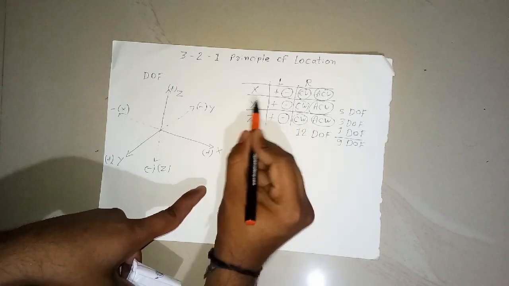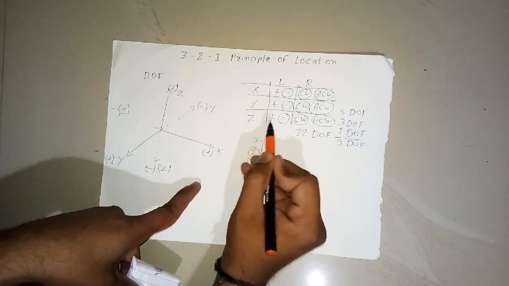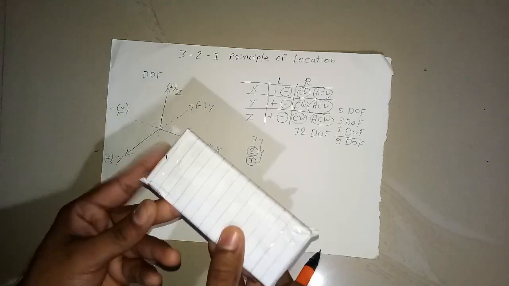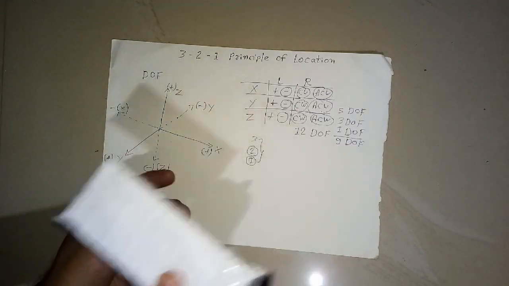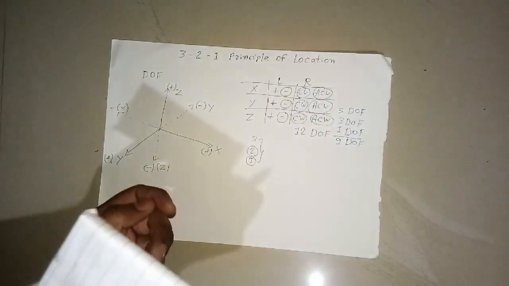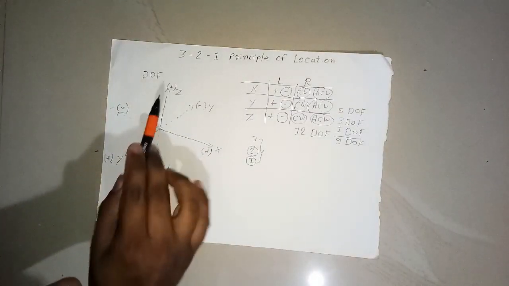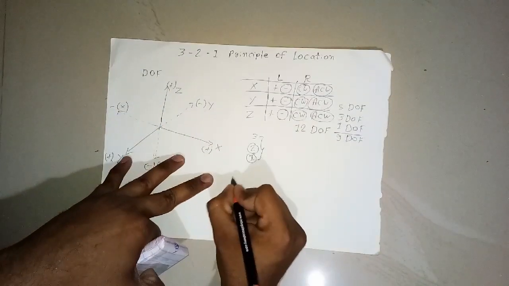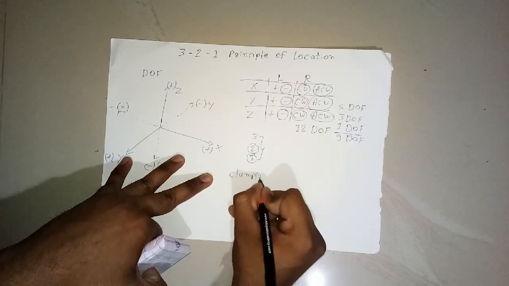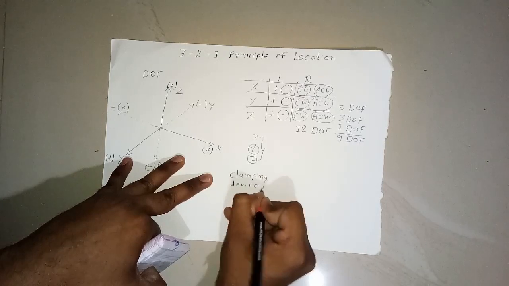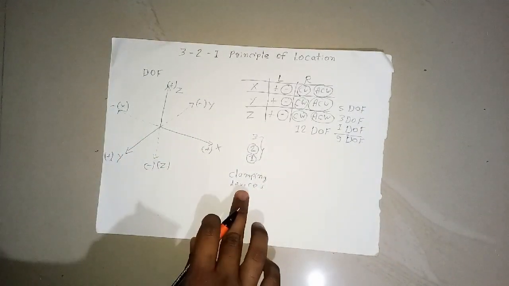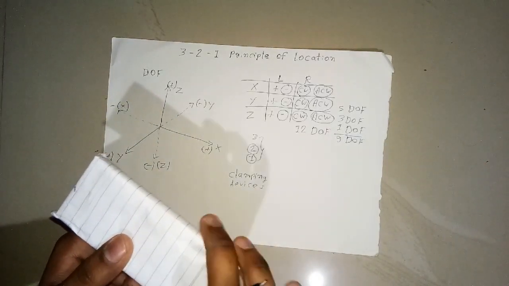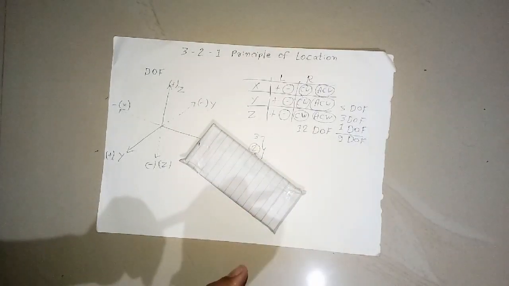So positive x, positive y and positive z are remaining. So now your workpiece can only move in positive x, positive y and positive z direction. So these three positive x, y and z axis motions are restricted by using clamping devices. We have some clamping devices which are rigid on a workpiece and fix the workpiece on a work table.